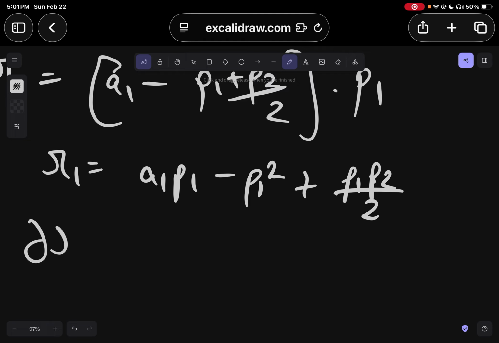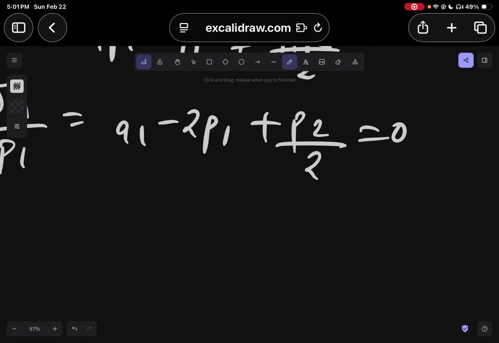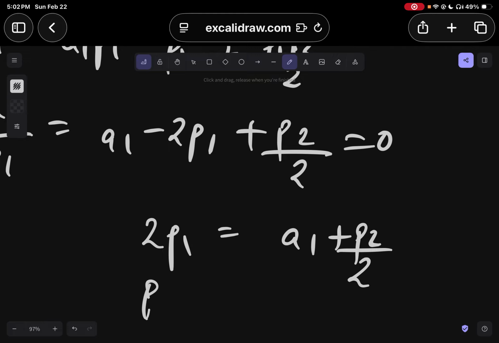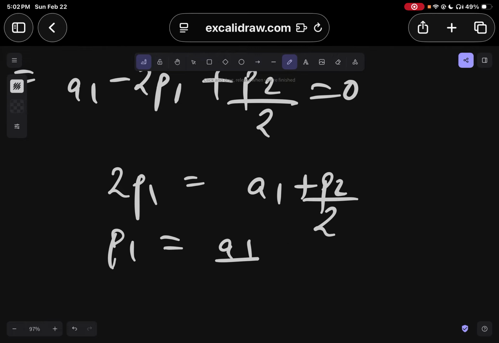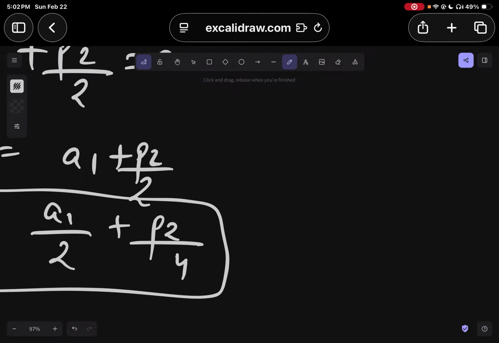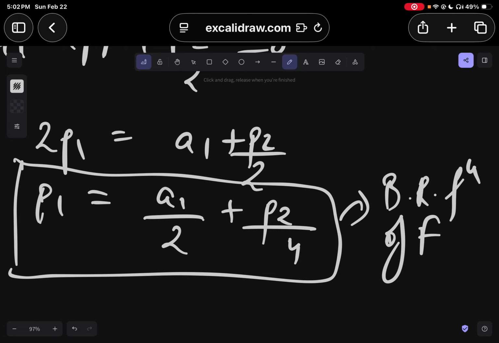Now to maximize the profit, del pi 1 upon del P1, which is A1 minus 2 P1 plus P2 upon 2, is equal to 0. We need to get it in terms of P1. So 2P1 is equal to A1 plus P2 upon 2. P1 is equal to A1 upon 2 plus P2 upon 4. So this is the best response function of firm 1 in terms of the Bertrand model under product differentiation.